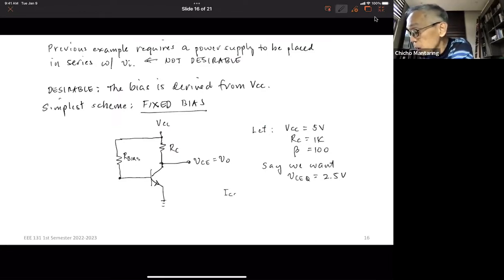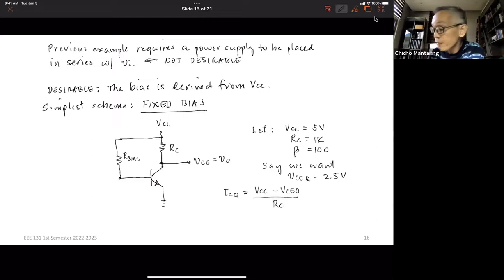Okay, what will be the value of ICQ? ICQ will be VCC minus VCEQ all over RC. The voltage across RC is VCC minus VCEQ at VCE equal to VCEQ. You divide that by RC and I get ICQ. So this is the collector current at VCEQ. If I compute for that, VCC is 5, VCEQ is 2.5, RC is 1K. This is just 2.5 mA.